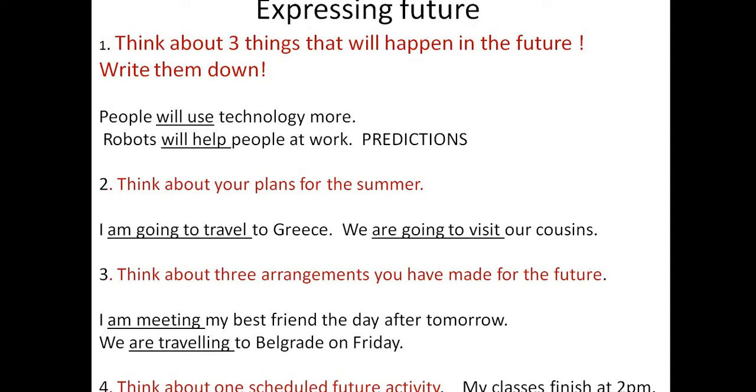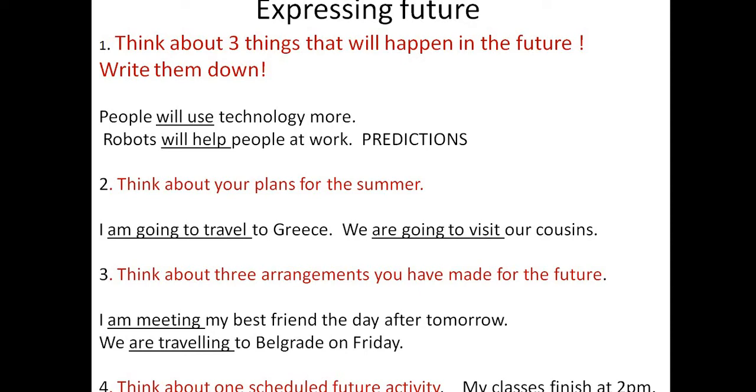For example, think about three things that will happen in the future and write them down. For example, people will use technology more, or robots will help people at work, which are predictions. Dakle, napišite tri stvari za koje mislite da će se desiti u budućnosti. Izrazite svoje predviđanje, mišljenje ili verovanje. Naravno, za ovo ćemo koristiti future simple, will plus neki glavni glagol. Kao u primjerima koji su dati pod brojem 1.